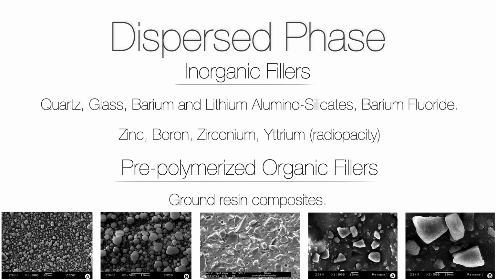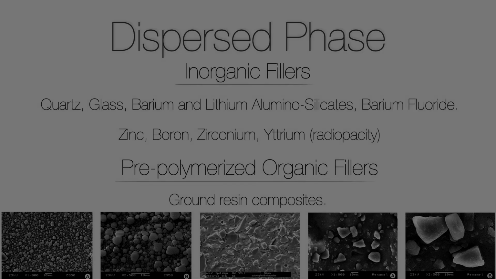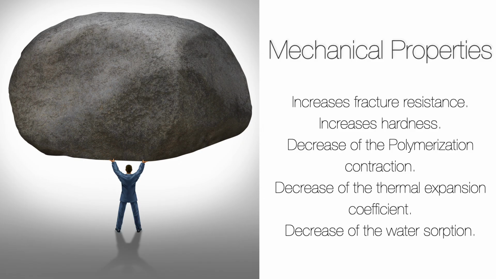In the dispersed phase, we have inorganic fillers, which can be quartz, glass, barium, lithium, alumina, and zirconium, crystals of porcelain. And we have pre-polymerized organic fillers that are going to basically help us with the mechanical properties of the composites. It's like the hard part of the composite. Let's say that the organic matrix is like the liquid one, and the inorganic fillers are the hard one.